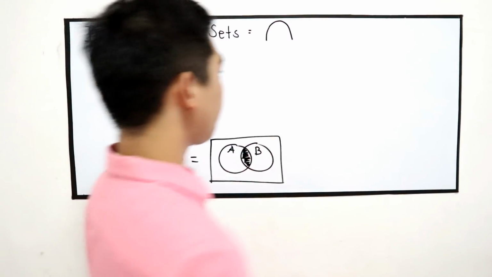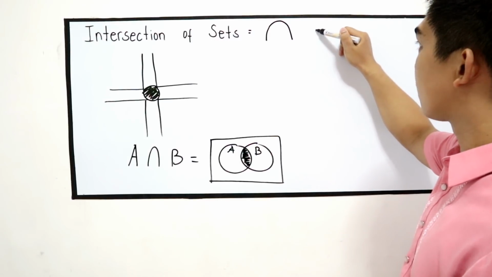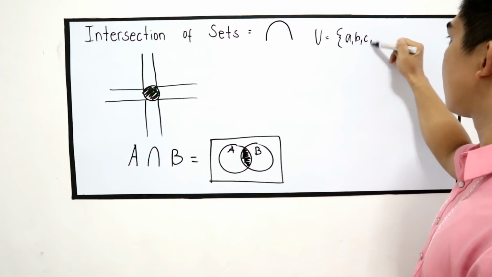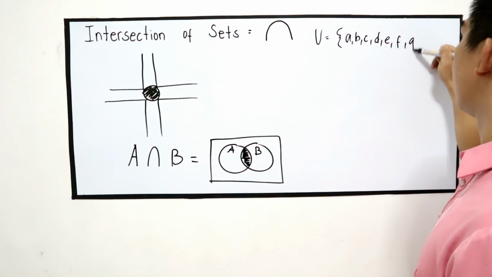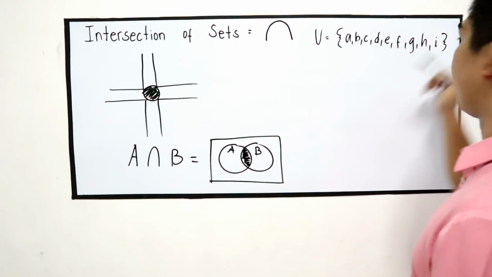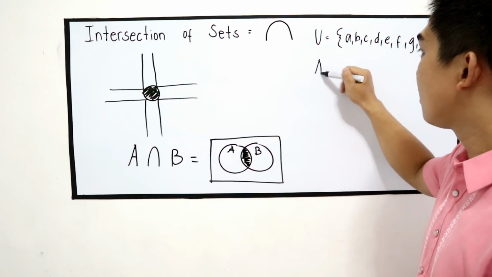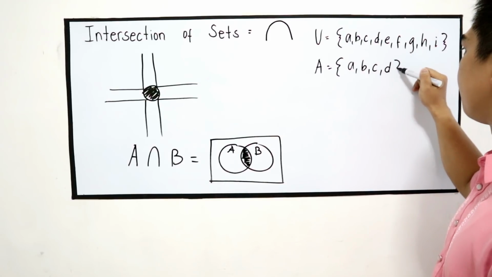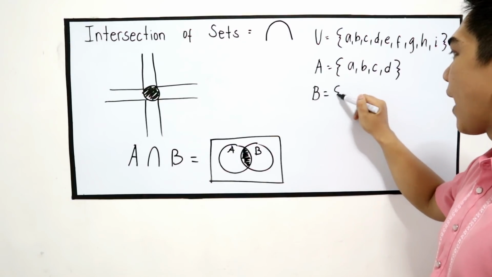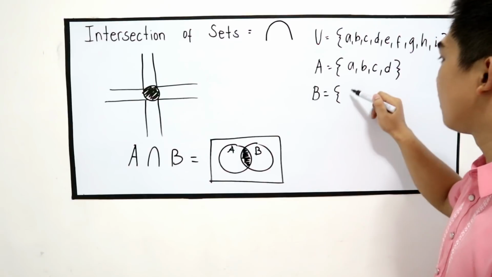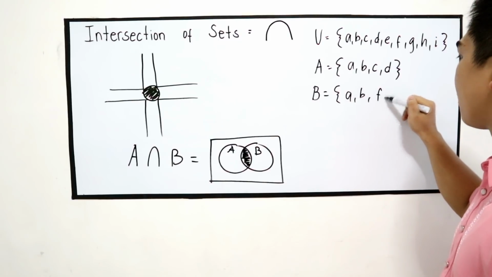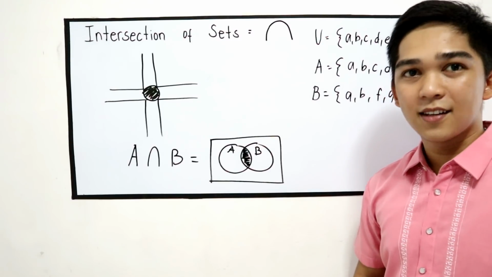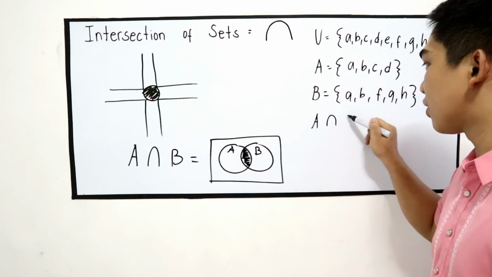Let's try another example. Let's say we have the universal set A, B, C, D, E, F, G, H, I. And set A is A, B, C, D, while set B is A, B, F, G, H. Now let us find A intersection B.